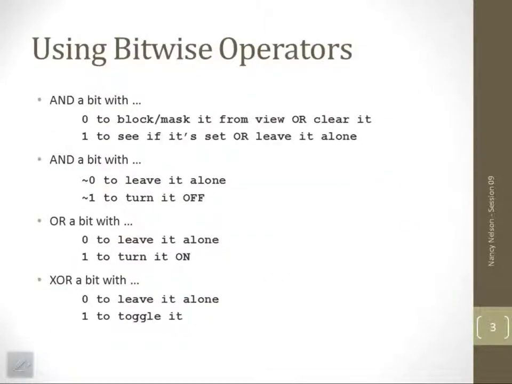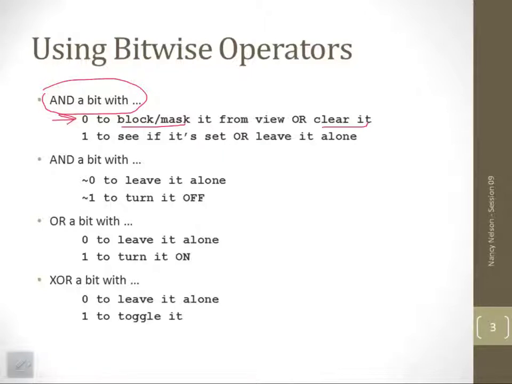So why would we ever want to do these things? Well, there are a couple of very common things. The first thing that we often want to do is to block off or mask something from view, or to clear it. So we have a particular bit we want to output, we want to turn an LED off, for example. Then what we can do is AND that particular bit with a 0.